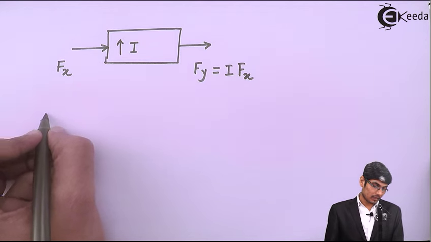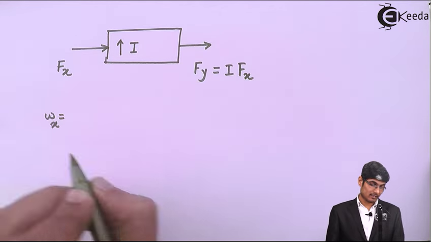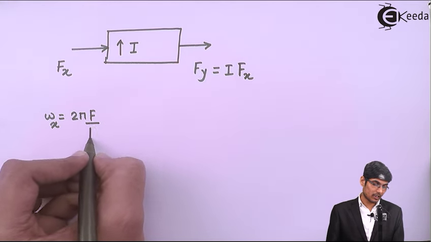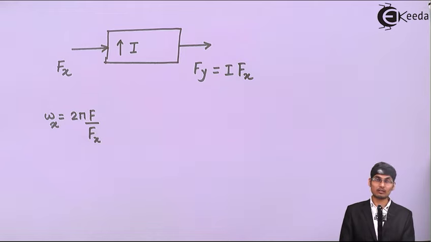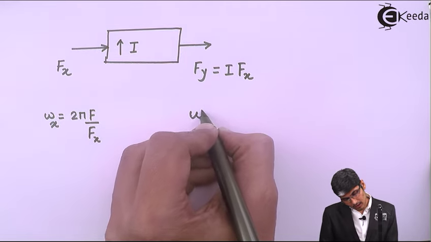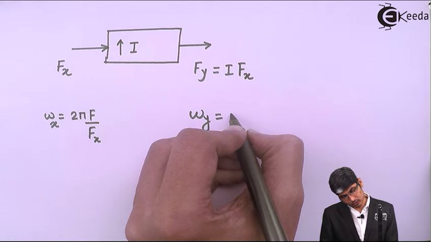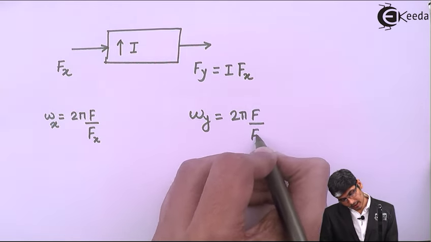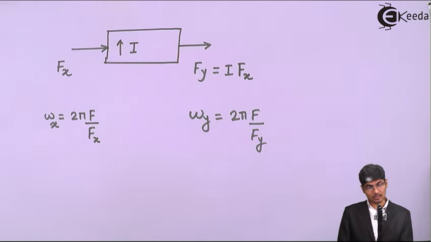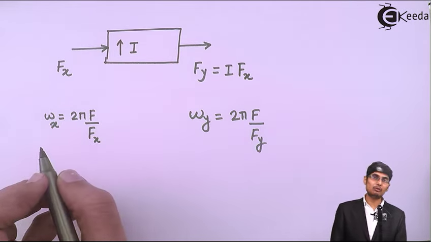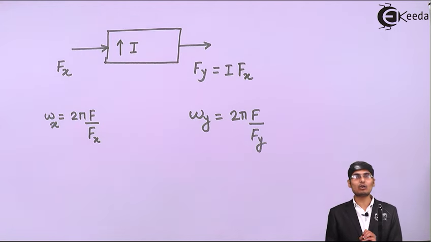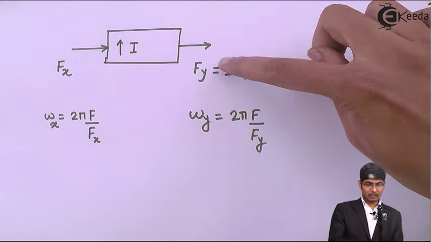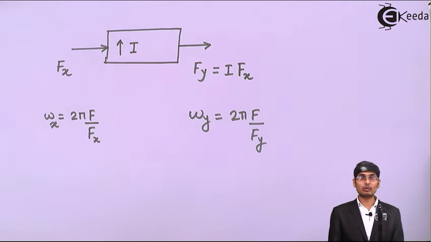So I can write omega x at the input side, which is 2 pi times f divided by fx, and I will write omega y, which is equal to 2 pi times f divided by fy, because fx is the sampling rate at the input side and fy is the sampling rate at the output side. But we know that fy is related to fx.